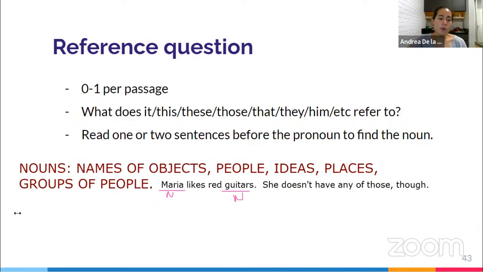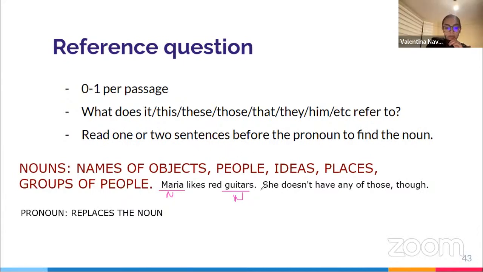Now we're saying that a pronoun is something that replaces or could replace the noun, right? So in our second sentence, can you tell me what are the pronouns that we have? In the sentence, she doesn't have any of those though. What are the pronouns there? One of them is she. Exactly. And the other? Any. Okay. You sure? Those. Those, great. Those are the two pronouns.